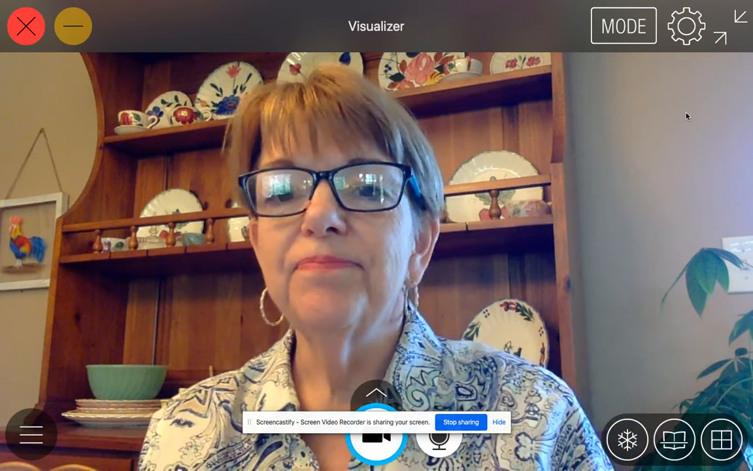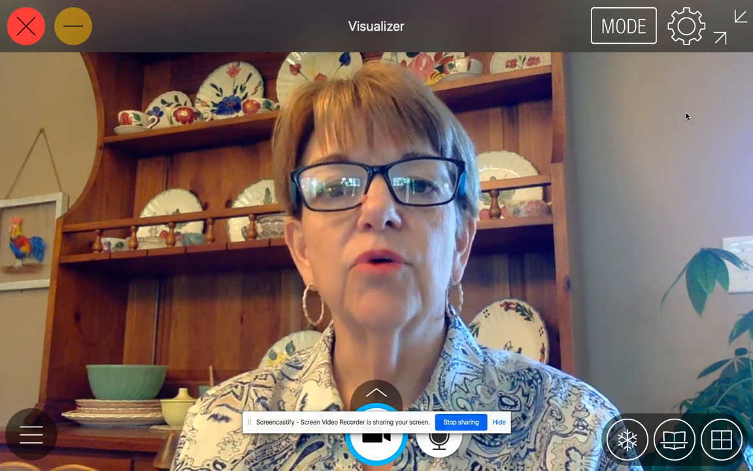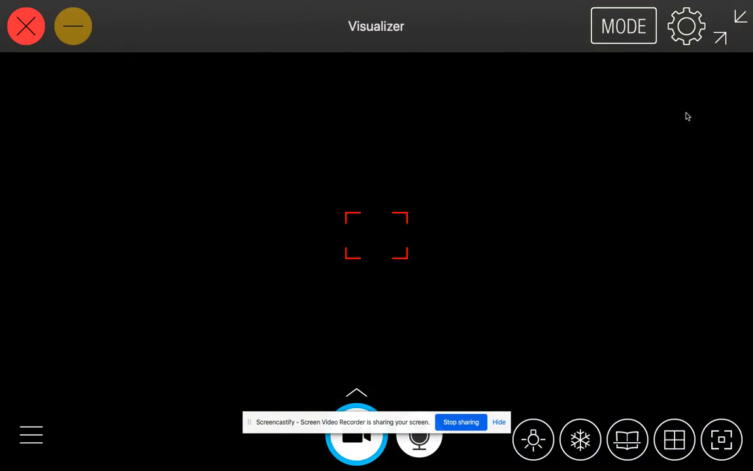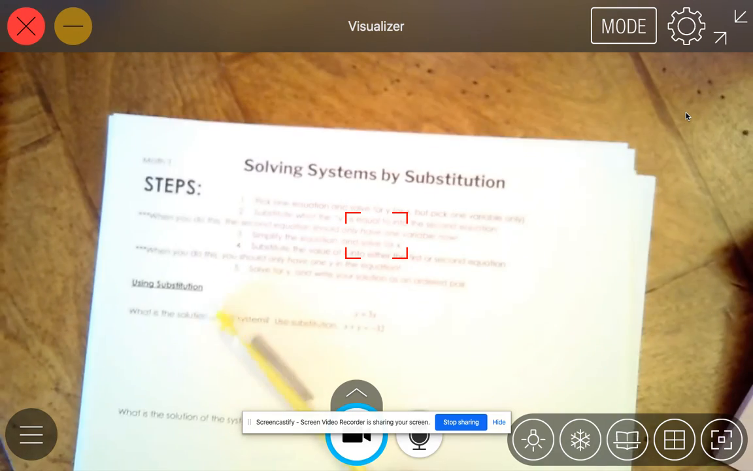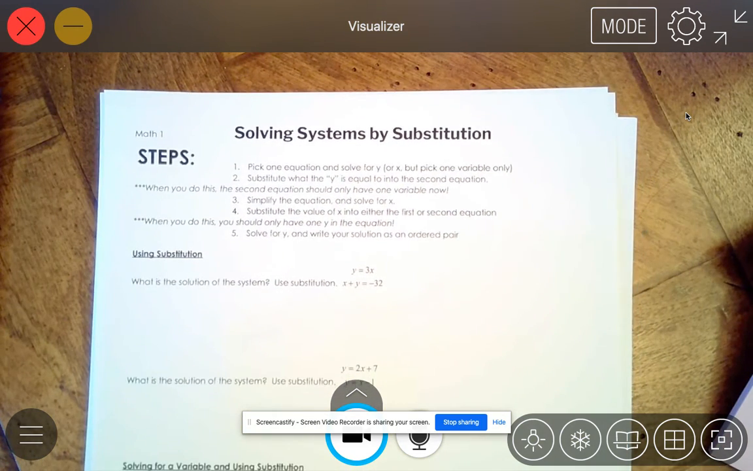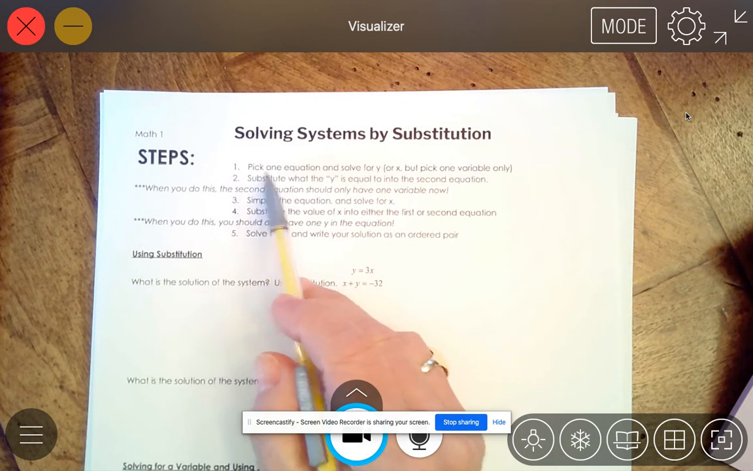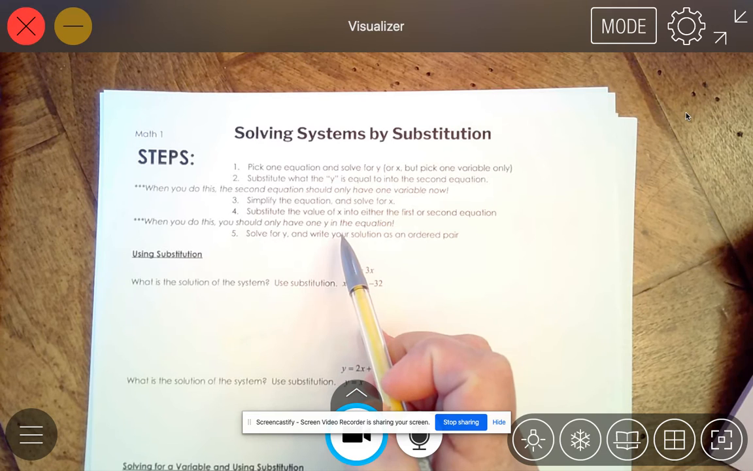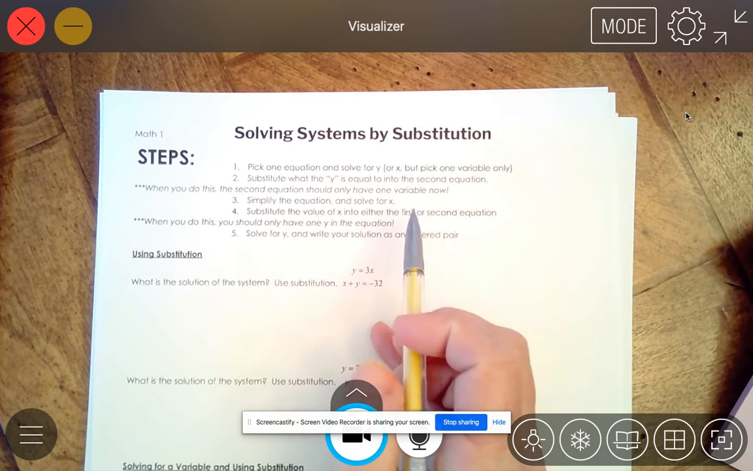Your Google Doc follows along with the document I have right here, and if you want to use that, you can. Solving the system by substitution: there are 5 steps here, and they're at the very top of your page. You can write those out, or you can keep them in your book, whatever you would like to do.